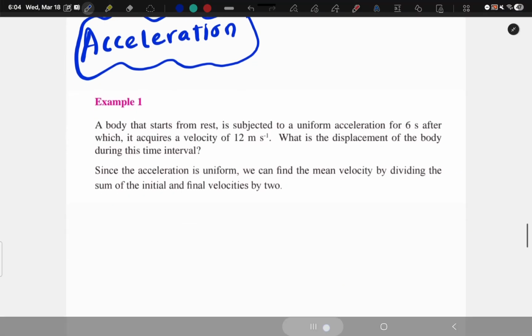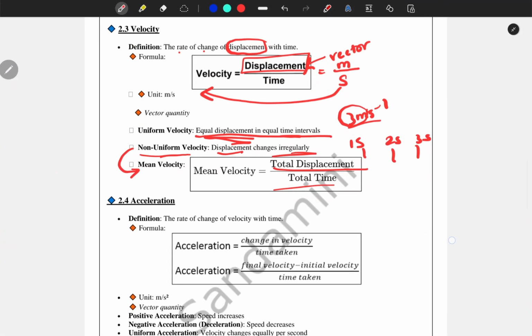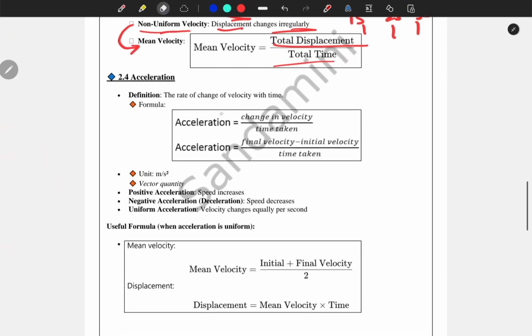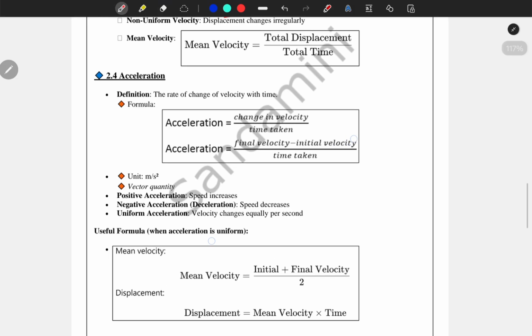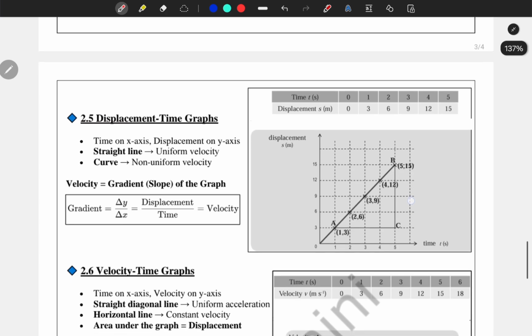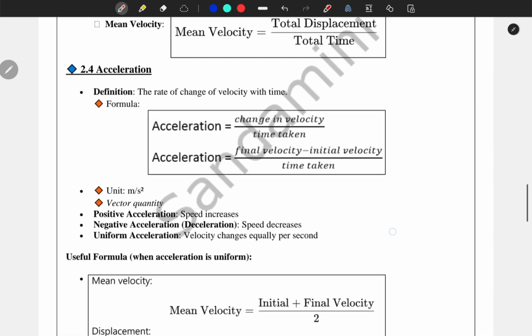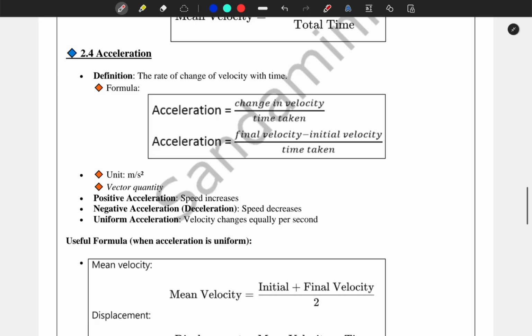Okay. Now let's go to the next part of this lesson, which is the acceleration. All these terms are very closely related, right? After acceleration the main terms are finished. After that, we will be talking about the graphs.